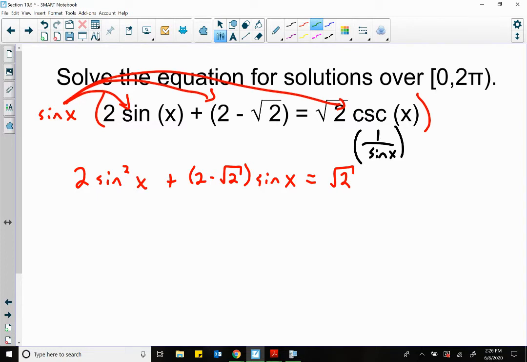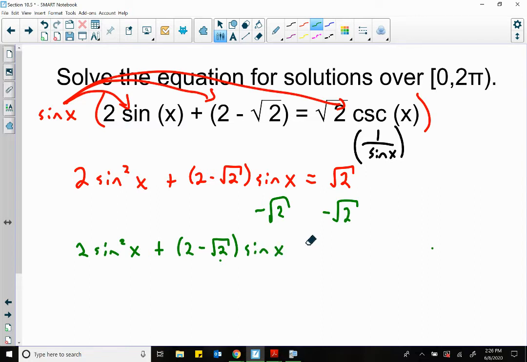Okay. So the factoring for this and the solving. We're going to move this square root of 2 over first. We have to do that because we need the equation to be equal to 0. So that's going to give us 2 sine squared x plus parenthesis 2 minus the square root of 2 sine x, and then all the way down here, a minus the square root of 2 equal to 0.